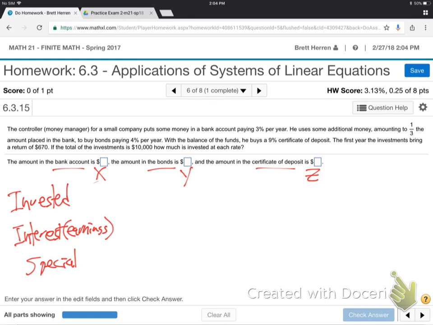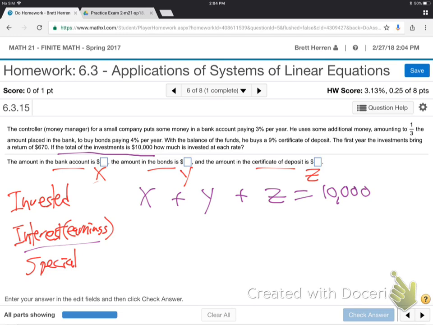Here we go. Invested. Where do they tell me total investment? Do you see it right here? Total investment, $10,000. That means they took $10,000 and they put some of it in X, the bank, some of it in the bonds, and some of it in the CDs. So X plus Y plus Z is 10,000. We always have no percentages, nothing else, just like that. Now the next equation, the interest, that's where we'll bring in the percentages.